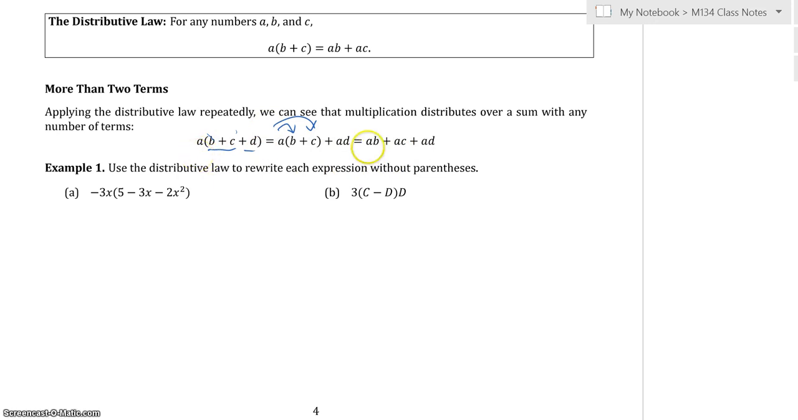You just take a and you multiply it by each term. So in example 1, where they ask us to use the distributive law to rewrite each expression without parentheses, you're going to take this and multiply that, and they do not need to be like terms to multiply. By the way, this one is negative times a negative.